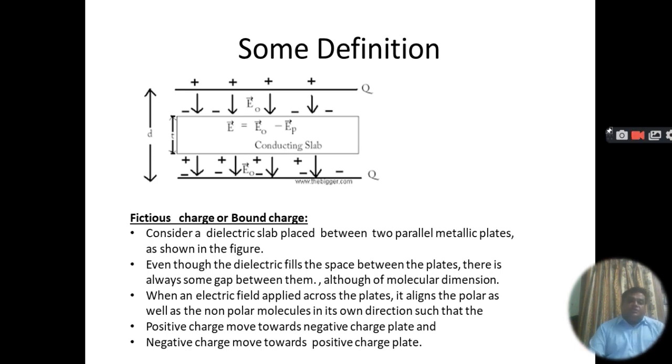In this situation, when we calculate this value, suppose one plate is positive with charge q and one plate is negative, and the distance between them is d. Based on this direction, E net equals E0 minus EP, so the net electrical field equals 0. But now we discuss what happens if we put in a dielectric medium. Let's check.